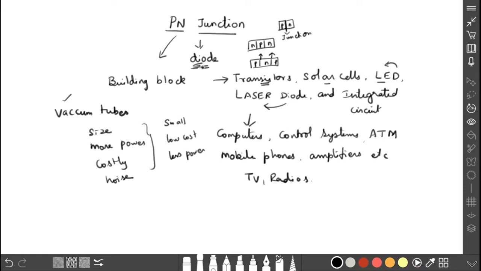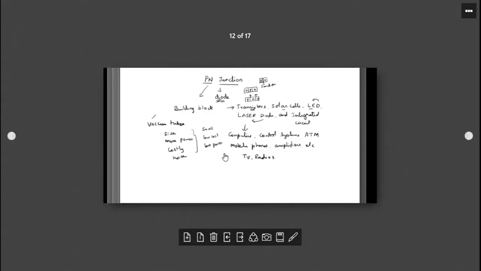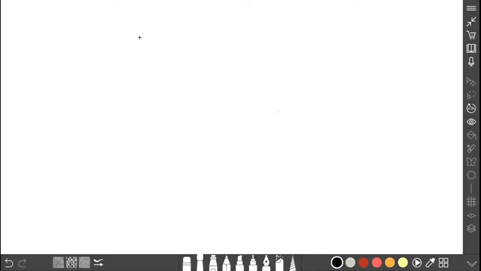So now you have an idea where the PN junction, that is the diode, is used, and what the advantages of this PN junction are. So let us get into the video to understand how this PN junction is formed. Now we are going to discuss the formation of the PN junction.